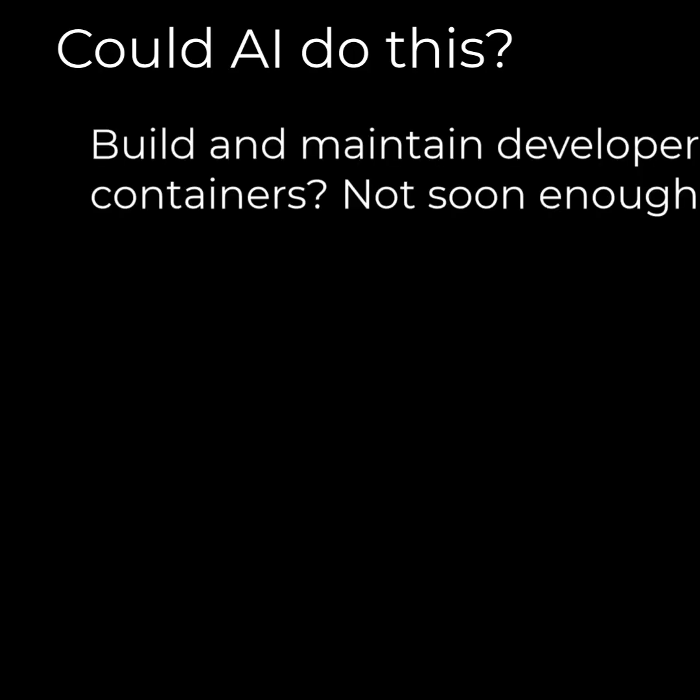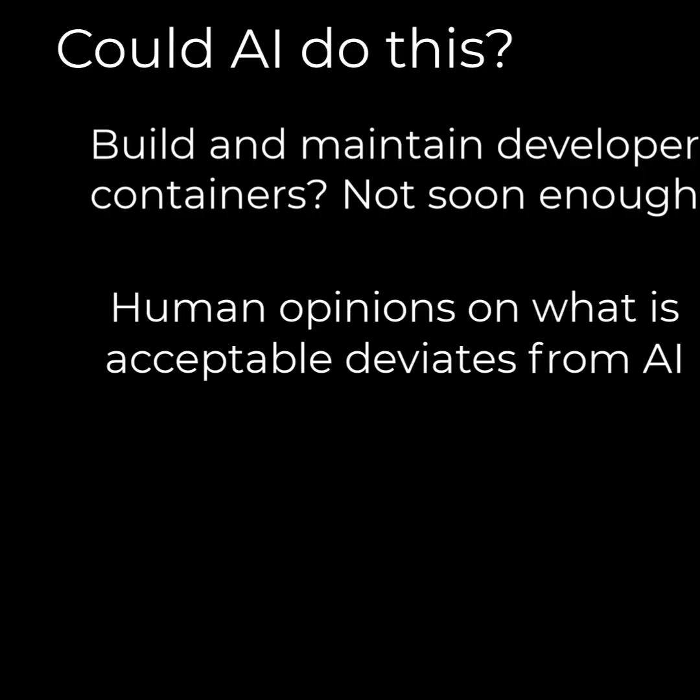So the big question is, could AI do this? Is AI taking your job? Well, hopefully this isn't your job. It doesn't seem like it needs to be, and honestly, AI can't take this over soon enough. I think it's a good portion of the way there already, but it still has a ways to go. One of the things getting in the way is that human opinions on what is acceptable deviate from what AI thinks is acceptable. For example, if something is slow and taking a long time, humans would say this is intolerable, but I could see AI really not knowing whether that's a good or bad thing.